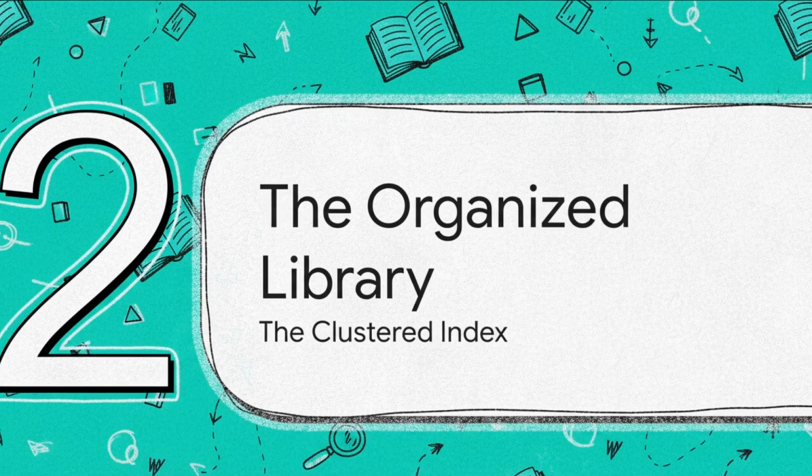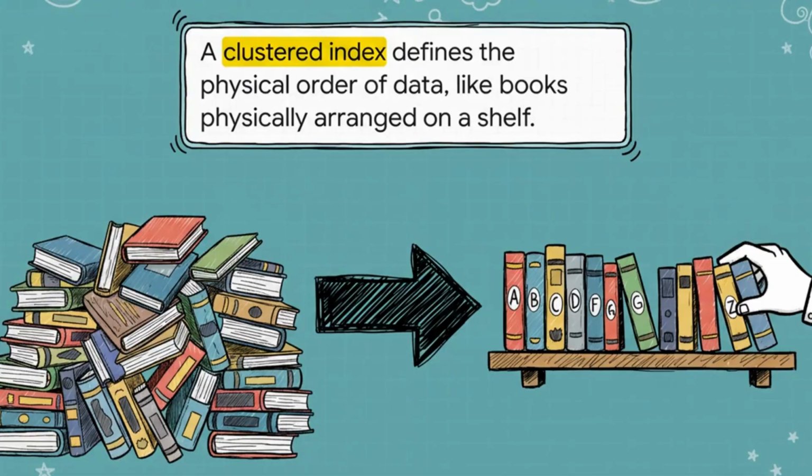Okay, now that we get the basic idea, you need to know that not all indexes are created equal. There are two main types. Let's start with the first one, the clustered index. And to do that, let's imagine our database table is an entire library. A clustered index is a really big deal because it's not just a guide, it dictates the actual physical order of the data on the disk. Just like a library might decide to physically shelve all its books alphabetically by the author's last name, a clustered index physically sorts all your data rows based on the column you choose.